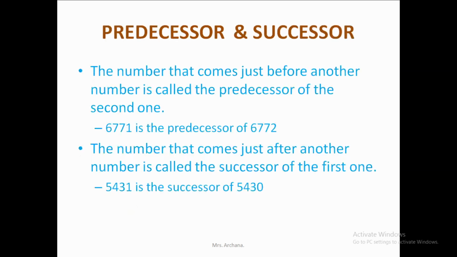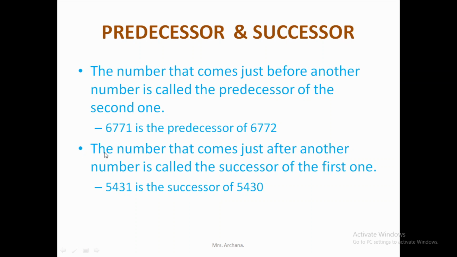Now it's your turn. You have to do it as homework. Now we will learn what is a predecessor and what is a successor. The definition I have given here. The number that comes just before another number is called the predecessor. Means the number before any number is your predecessor. The example is: 6771 is the predecessor of 6772.